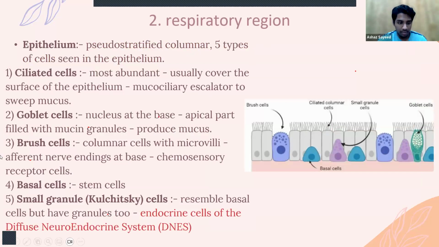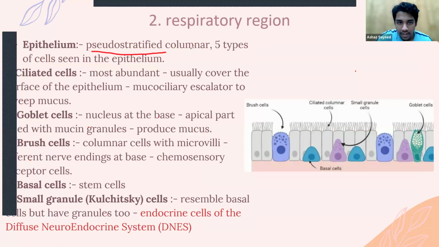Okay, epithelium. Remember this. Pseudostratified columnar epithelium is the same thing as respiratory epithelium. They are used interchangeably because later down the slides I might change the names. Okay, they're the same thing, just with different names. Remember this. So in the epithelium of the respiratory region of your nasal cavity, you have five kinds of cells.